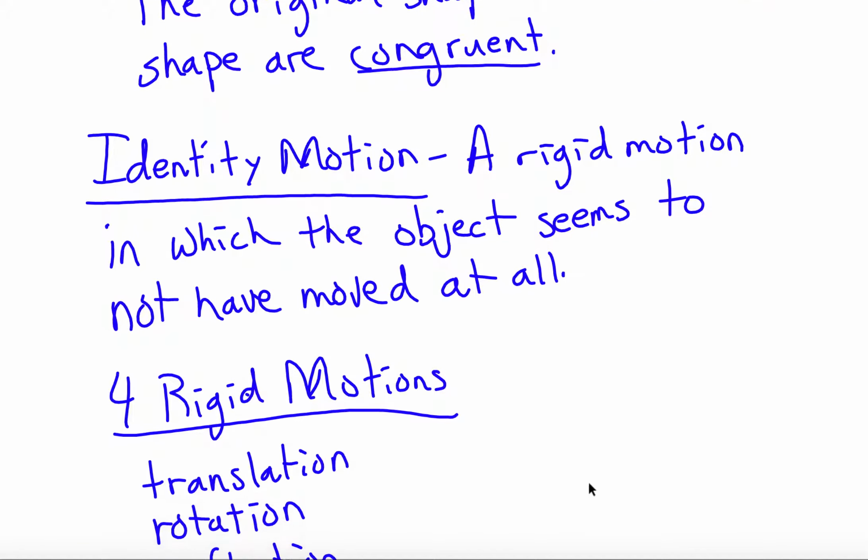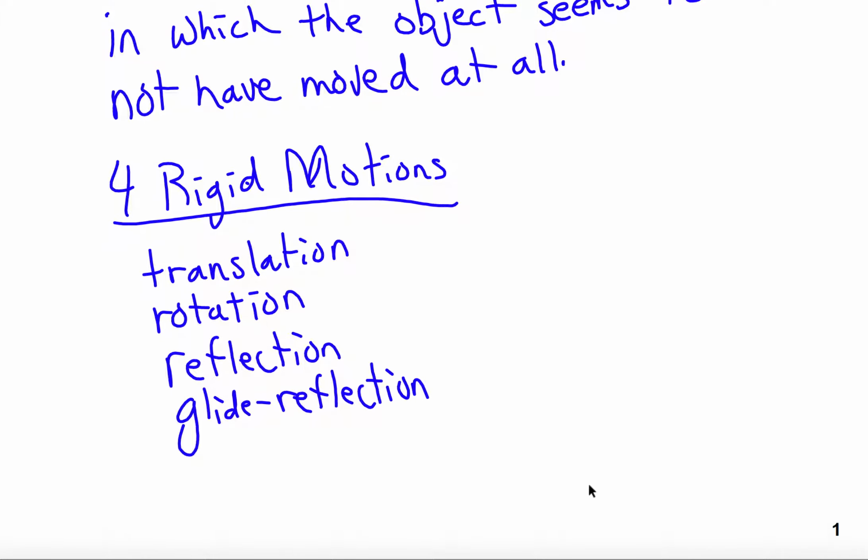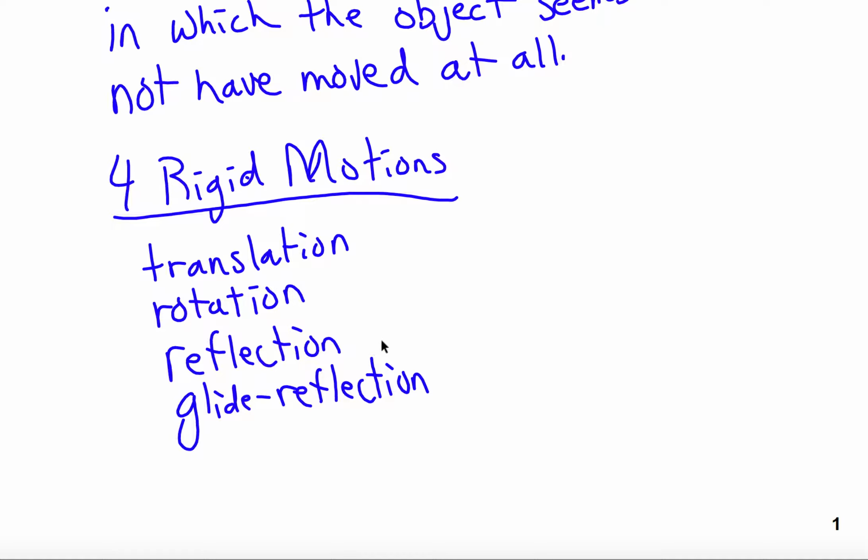So let's talk about what the four rigid motions are. There's a translation, which is moving. There's a rotation, which is to rotate something, turn it. There's a reflection, or flipping it. And there's a glide reflection, which is a combination of translation and reflection together. So we're going to look at each one of these individually.